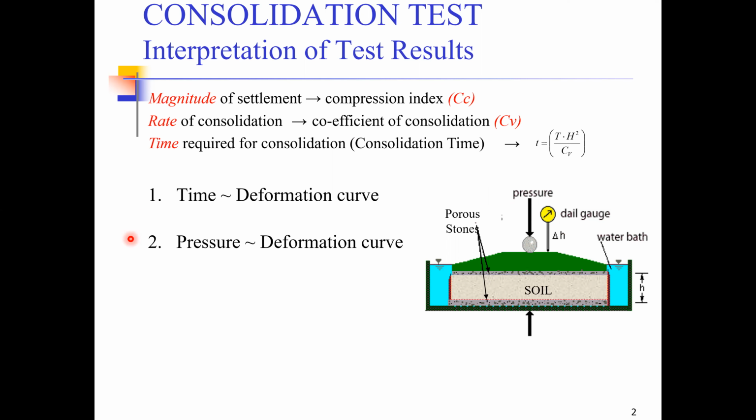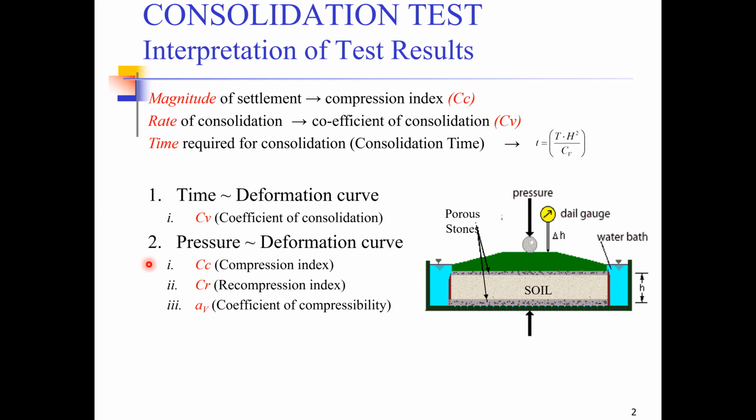The time versus deformation curve is what we use for the determination of coefficient of consolidation, something that we discussed in detail last week. And the pressure versus deformation curve can be used for the determination of compression index. We also briefly touched upon that it does not only help us evaluate the compression index, but it also helps us determine some other useful parameters listed herein.